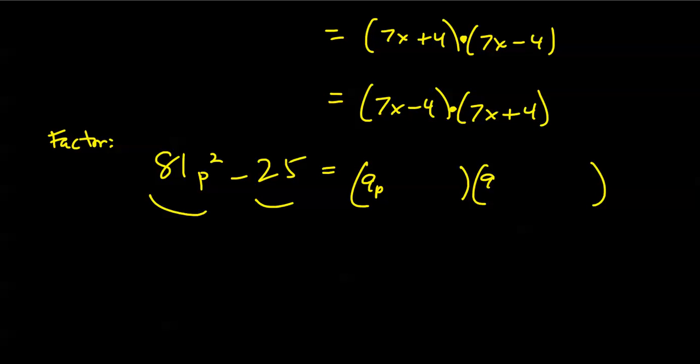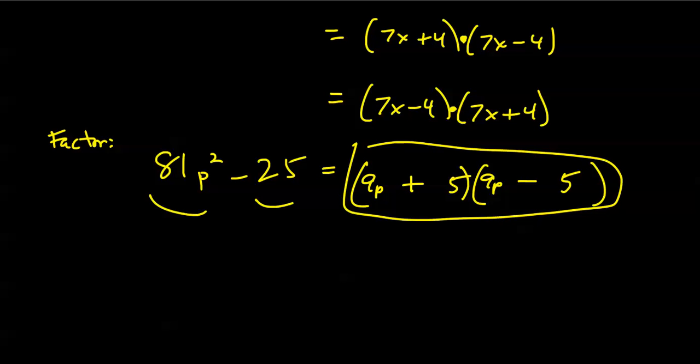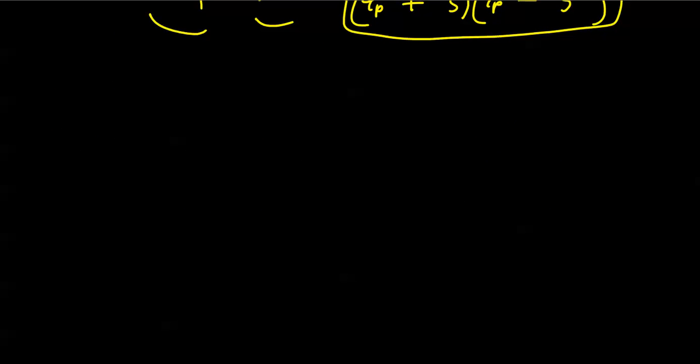First term is going to be 9p. Last term is going to be 5. The square root of 25 is 5. And one's positive in between and one's negative in between. Final answer, 9p plus 5 times 9p minus 5. A breeze if you recognize the pattern.